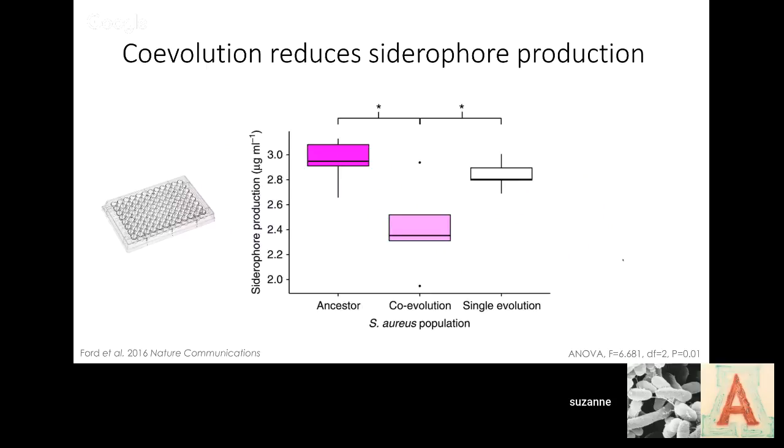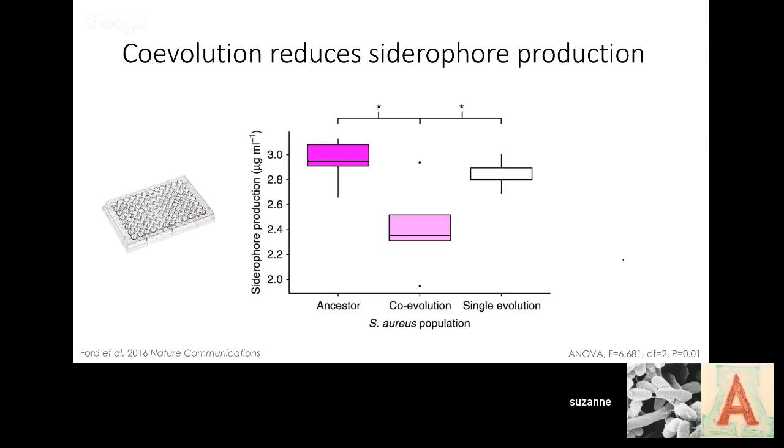So what I did was I measured the siderophore production. I used a colorimetric assay. I measured the production in the ancestral population, the coevolved population, and the singly evolved populations of the pathogen. And you can see here that the coevolved populations of the pathogen are producing significantly less siderophore than both of their controls. So this seems really promising, and I was really excited by this. So, regardless, the coevolution with the defensive symbiont does seem to have affected siderophore production.